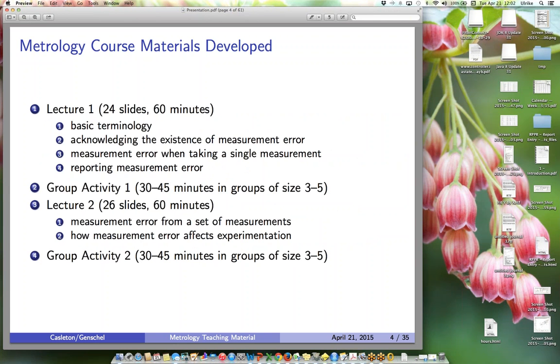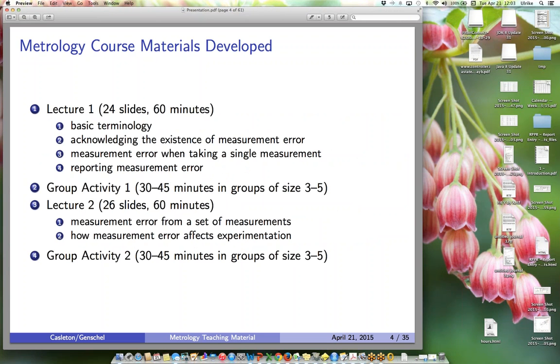So the complete set of materials that were developed were two lectures that were about 60 minutes each and two corresponding activities. In the pilot study, these activities were completed in groups of size 3 to 5, and it took them about 30 to 45 minutes. The exercises could be modified slightly if you wanted to do them as individual work or assign them as homework.